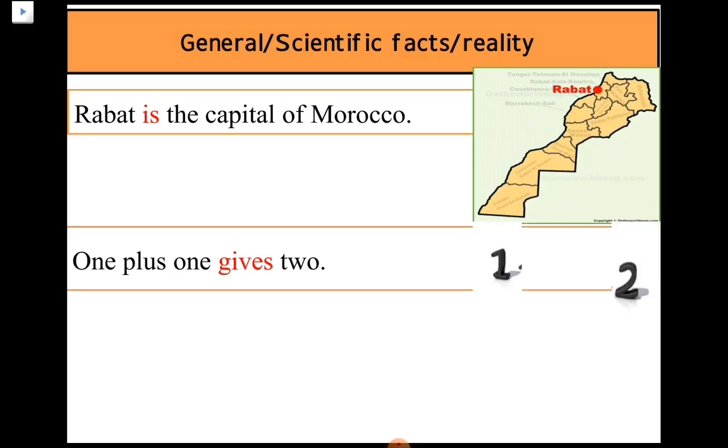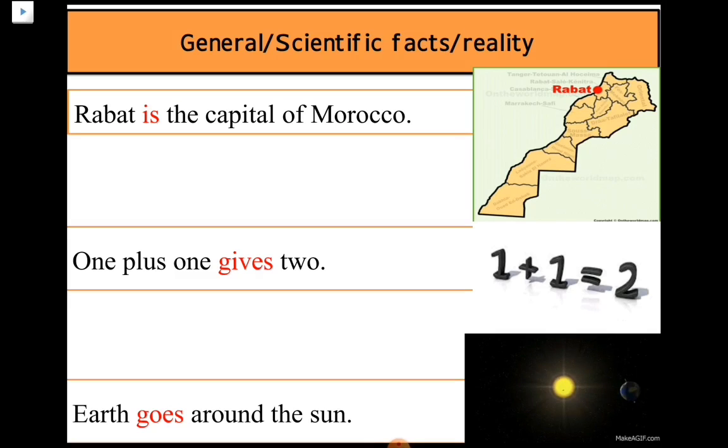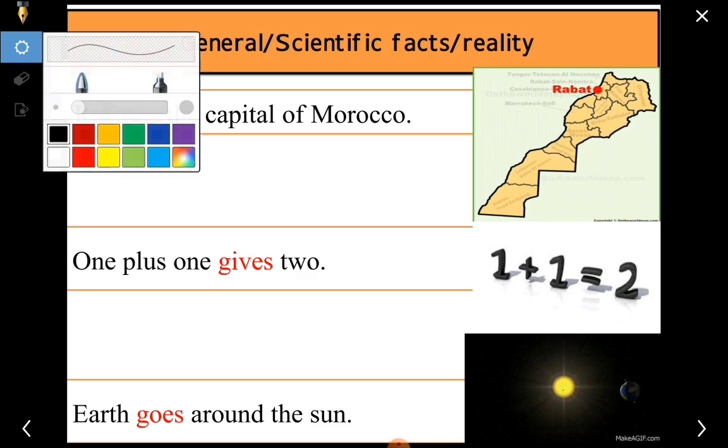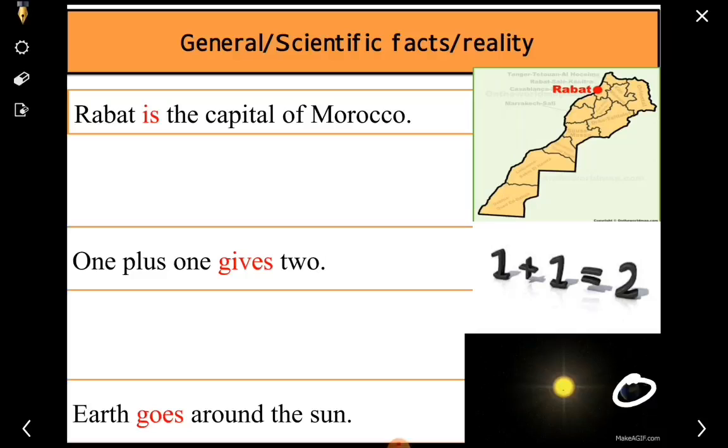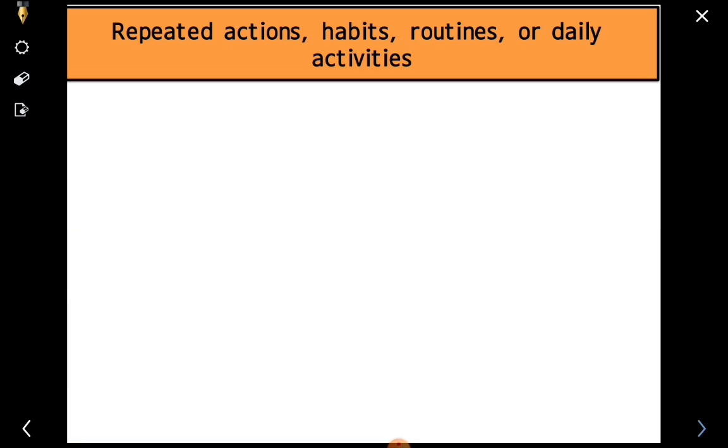Okay, good. When I say, for example, this is Earth. Earth goes around the sun. This is reality. This is a scientific fact. That's why I use the verb to go in the present simple tense. Okay, clear? Good. We also use the present simple tense to talk about repeated actions or habits.